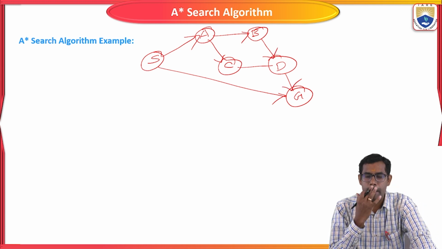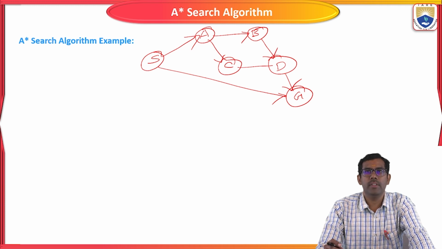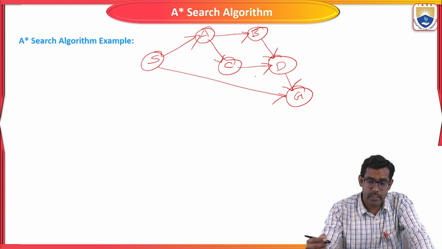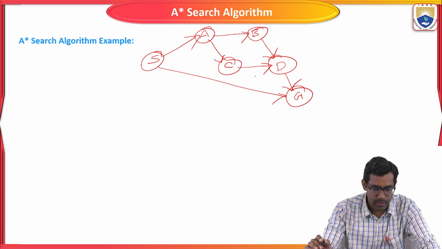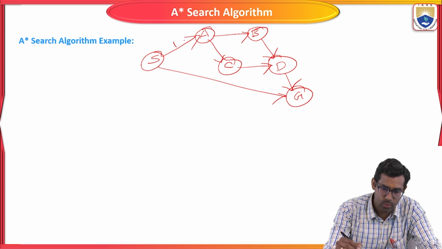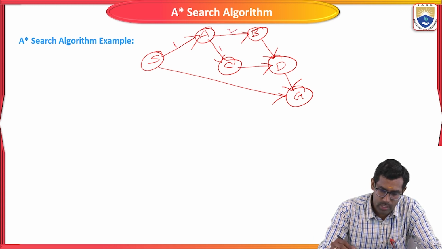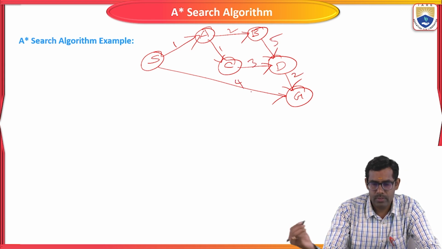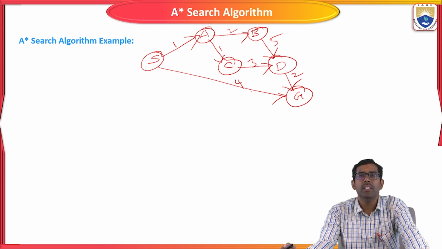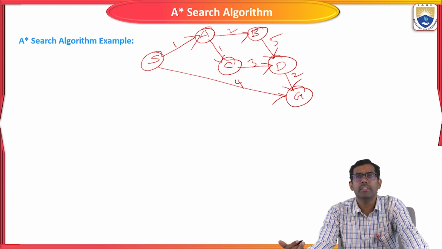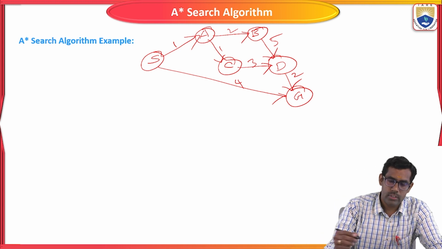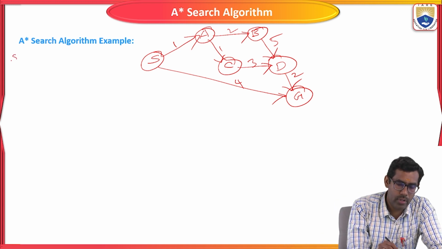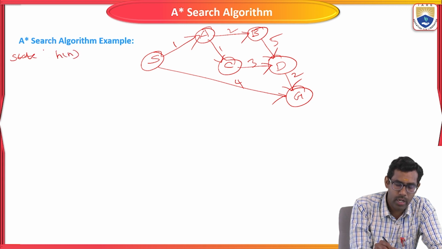So consider here some graph, a directed graph or a tree. Okay, one tree. Here we are going to assign some cost value to each and every node. We are going to take all the cost values between the nodes. Here we are going to write the heuristic function of each and every node.